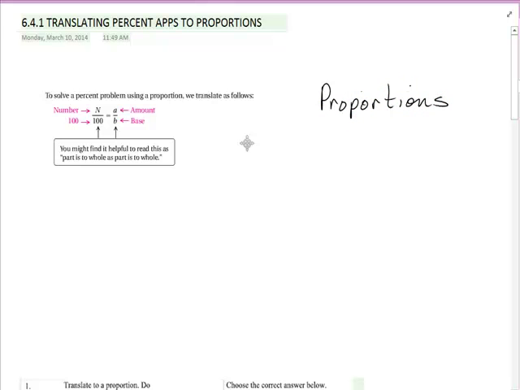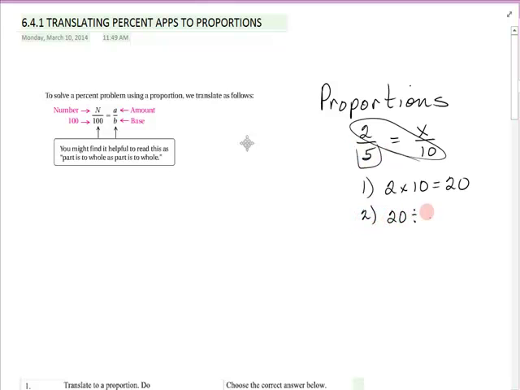And just as a quick reminder, if you said 2 is to 5 as x is to 10, we used 2 steps to do this. We found the cross product. 2 times 10 is 20. Then we took that and we divided it by the number we hadn't used yet, and we got 4. So x would be 4. So we know how to solve a proportion. If we could just always turn our percent problems into proportions.